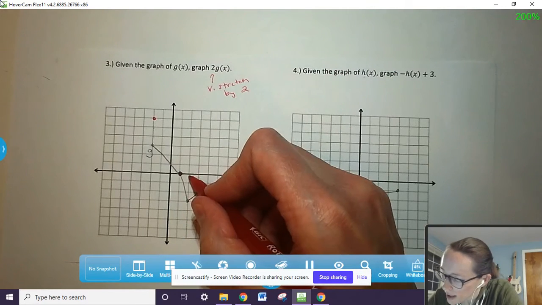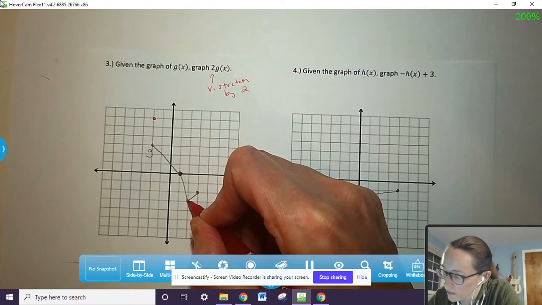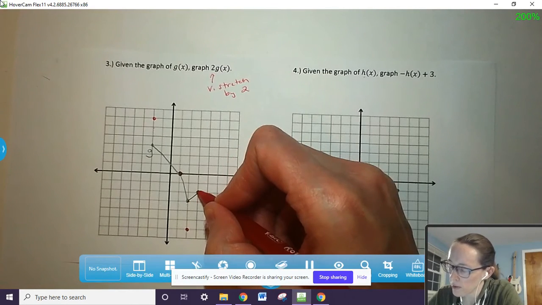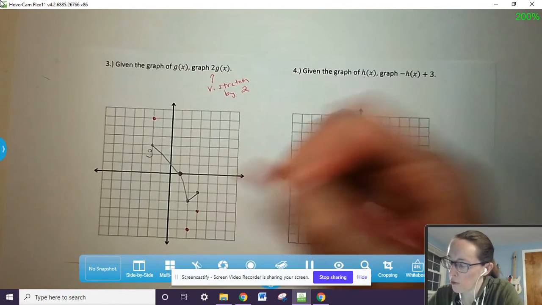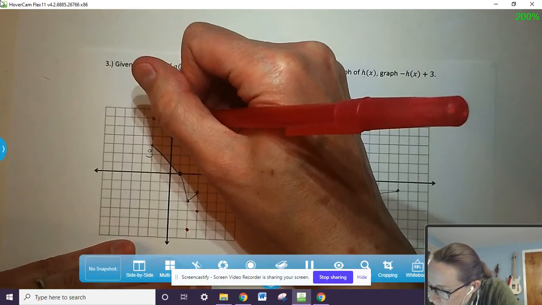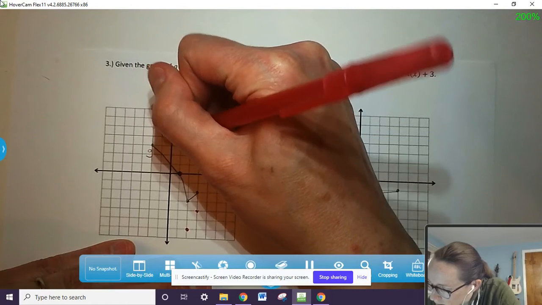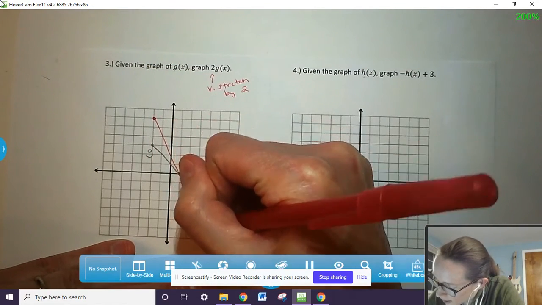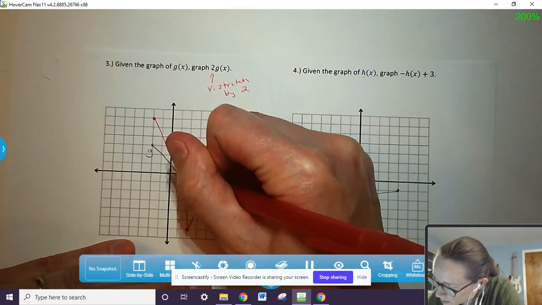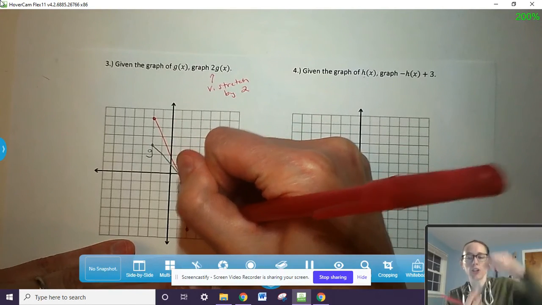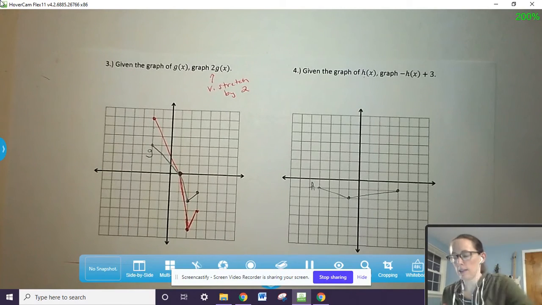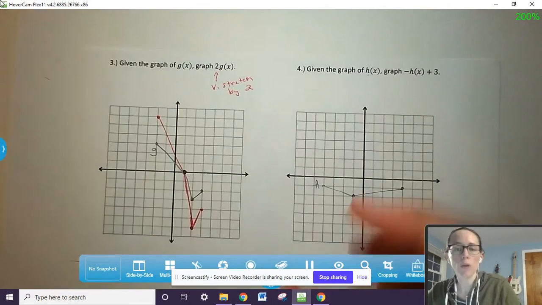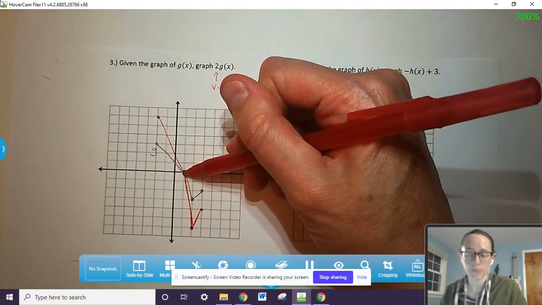Here, the y coordinate is -3. When I multiply that by 2, it moves to -6. Here, the y coordinate is -2. That's going to move to -4. And when we connect the dots, what should happen is we should have a graph that looks similar to the original, but it looks steeper. It should actually look like you pulled it away from the x-axis. So you pulled this point up and you pulled these points down, and this point stayed where it was because the y coordinate there was 0.